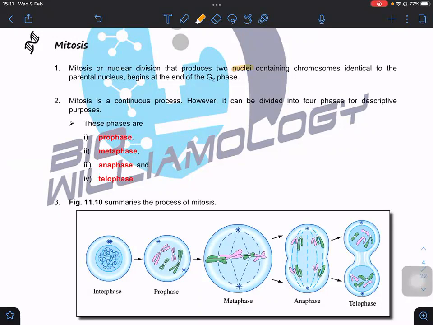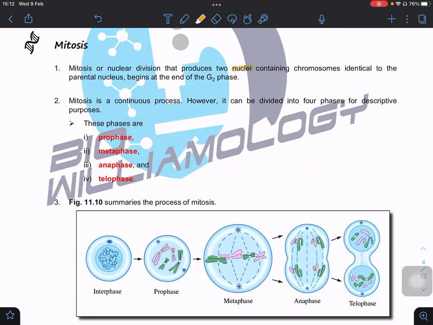So basically, even though we separate them into 4 phases, prophase, metaphase, anaphase, telophase, most of the time I call it PMAT. P stands for prophase, M stands for metaphase, A stands for anaphase, and T stands for telophase. So we call it PMAT.